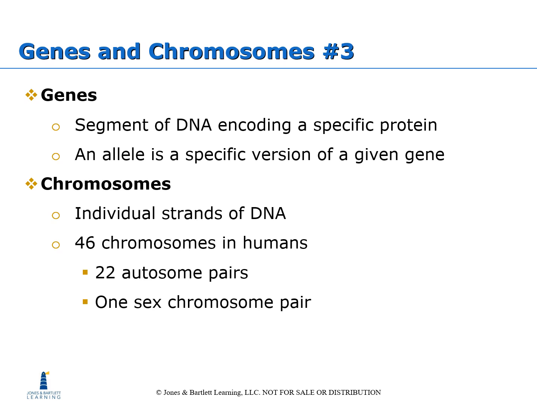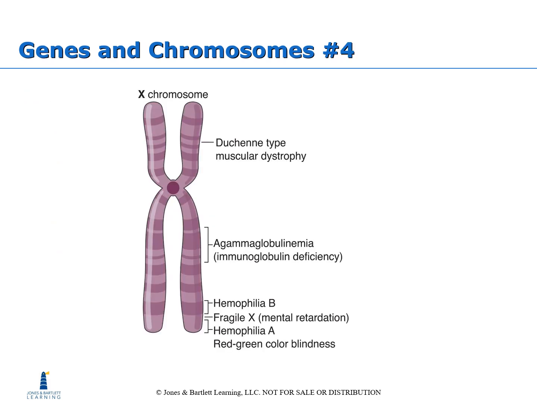Genes and chromosomes. A gene is a segment of DNA that codes for a specific protein, like instructions for eye color or blood type. Different versions of the same gene are called alleles. For example, the gene for eye color has alleles for blue, brown, green. Humans have 46 chromosomes: 22 pairs of autosomes, non-sex chromosomes, and one pair of sex chromosomes, XX for female, XY for male. And this is the image of the chromosome. Let's discuss this specific image in detail on the next slide.